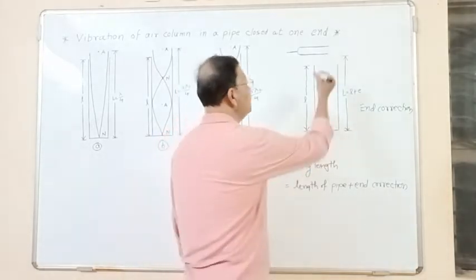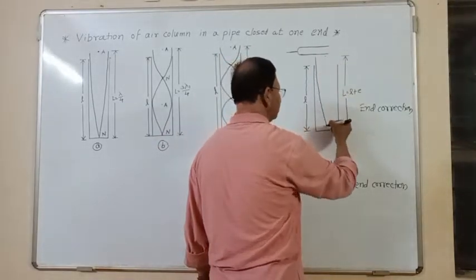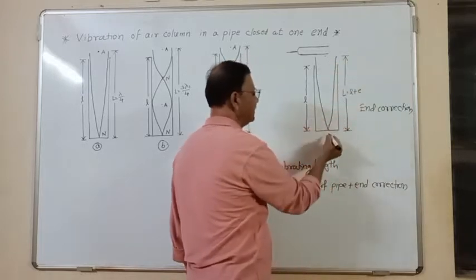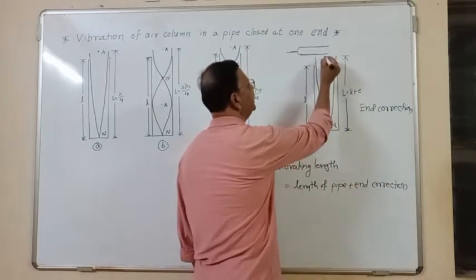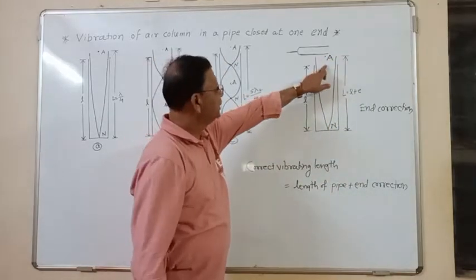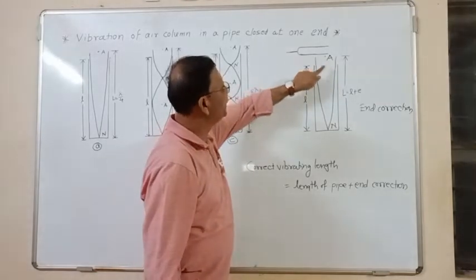Okay. So the stationary wave forms like this. We show it in the form of a loop like this. Here is the node and here is the antinode. Look here, the antinode is formed just above the open end.